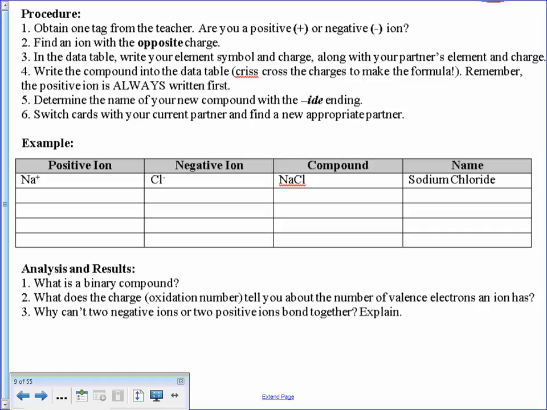Yeah, write them down someplace. So here's an example if you need it. Just go to the compound, don't do this yet. You can make a chart if you want to, but what I want for sure is the compound formula after you crisscross. That's the minimum I need.